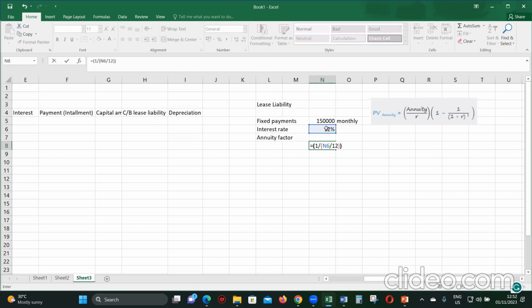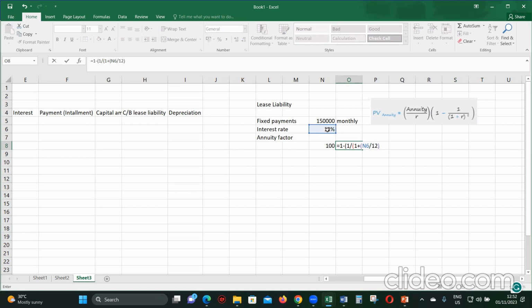Okay, this is how you do it. That is 100. So that is the first part of the formula. Second part, what is that? That is 1 minus, I'll open a bracket, 1 divided by, again a bracket, 1 plus R. R means the rate. Again, you can't take 12% directly. Divide by 12. Close brackets.